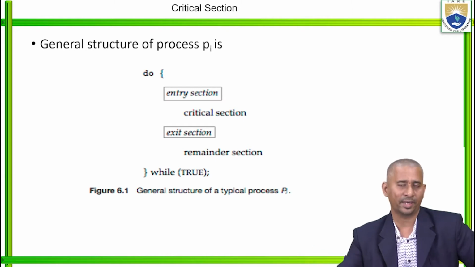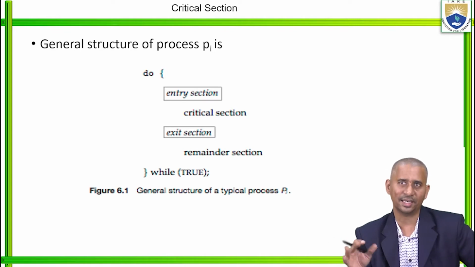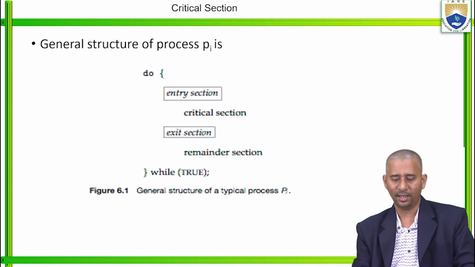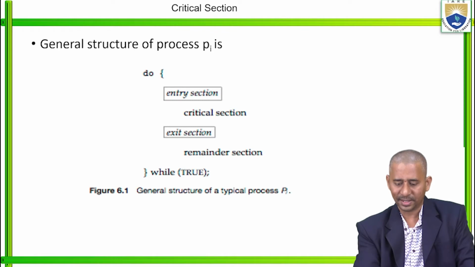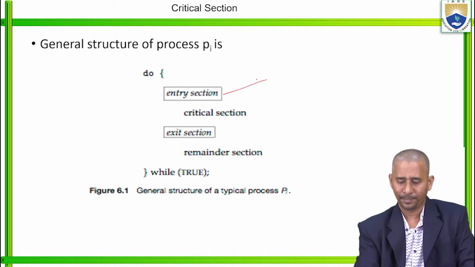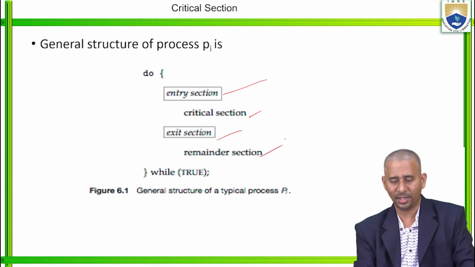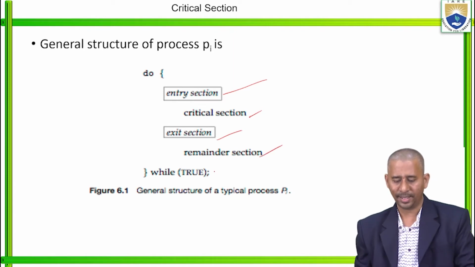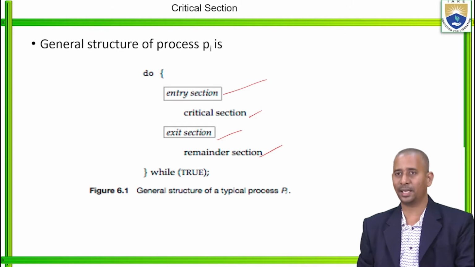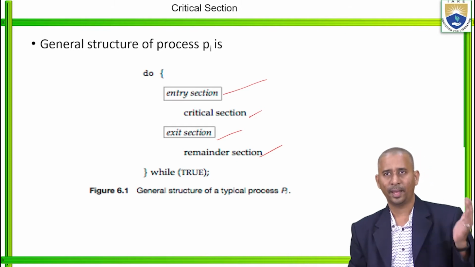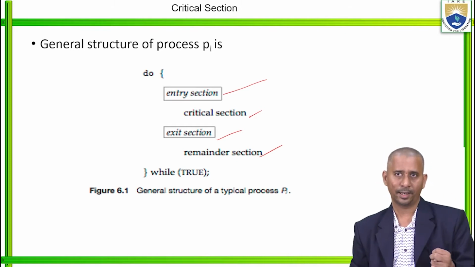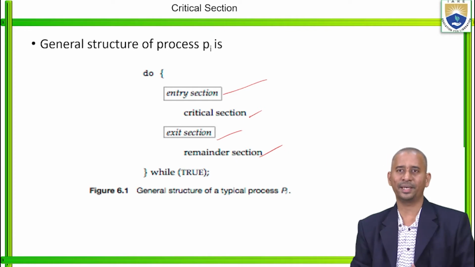If you take n number of processes, for example the process Pi, this is the general structure of any process. First of all, do, then the entry section, critical section, exit section, remainder section. So this is a do-while loop. This is the general structure of any typical process: do, entry section, critical section, exit section, remainder section.